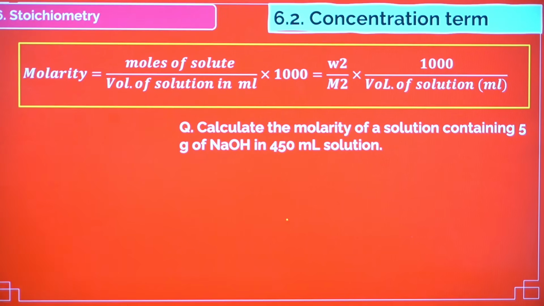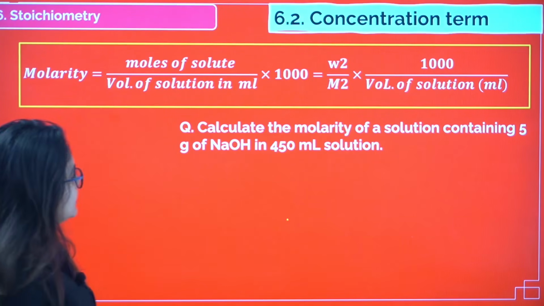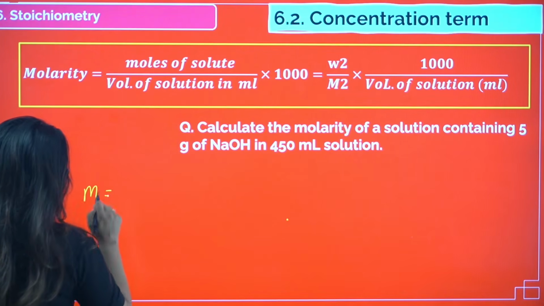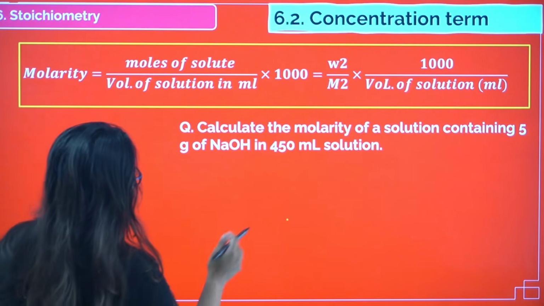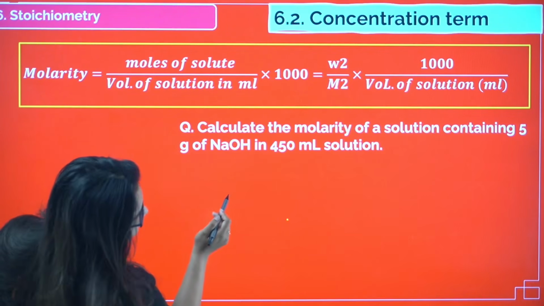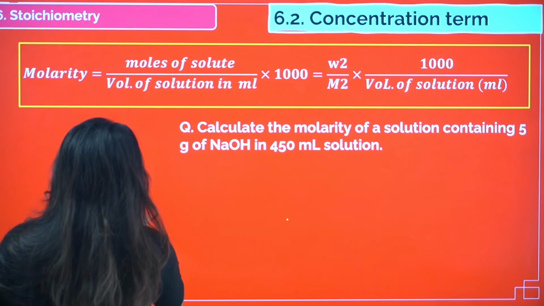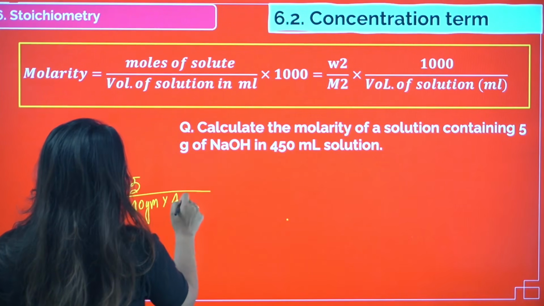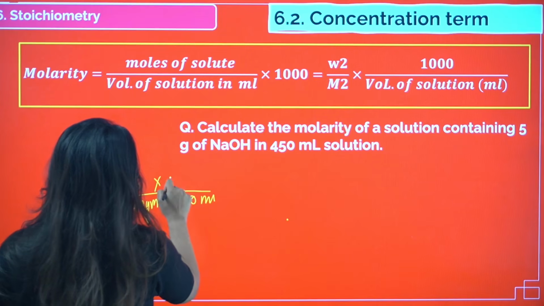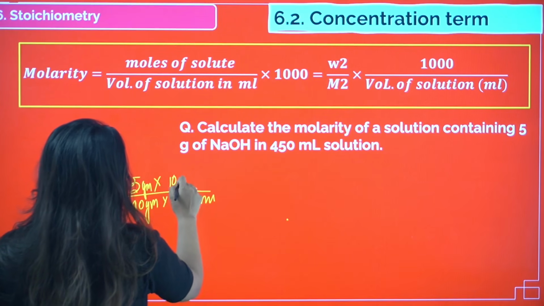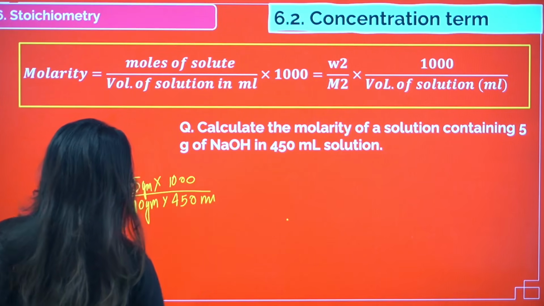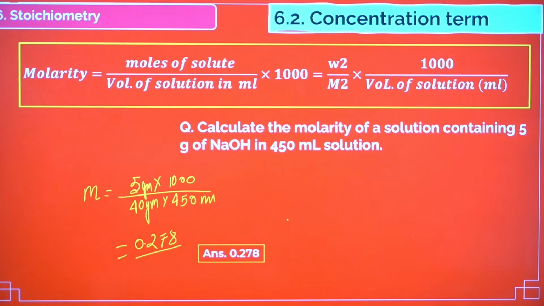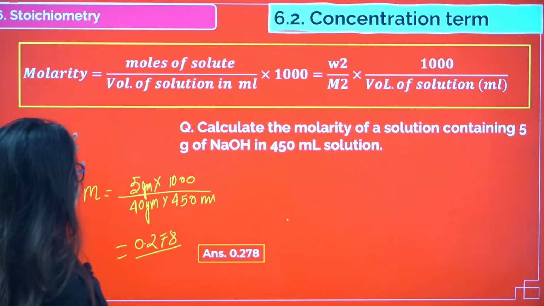Now the question is, calculate the molarity of solution containing 5 gram of NaOH in 450 ml solution. So directly I can apply the formula of molarity. Given mass of NaOH is 5 gram. So 5 gram divided by molecular weight of NaOH, which is 40 gram, into 450 ml into 1000. That's it. If you calculate this, your answer will come something like 0.278. I guess this is clear to you. Let's proceed.